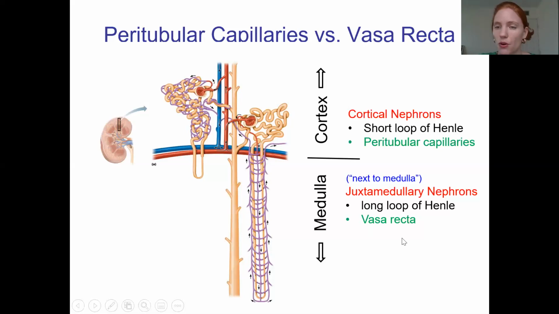So just to summarize, the peritubular capillaries will surround the distal and the proximal convoluted tubules, and they're going to be found on the cortical nephrons that have the short loops. And then the vasa recta is going to be found on the long loops of Henle, which are going to be in the medulla, sticking out into the medulla, and those are going to be found on the juxtamedullary nephrons.